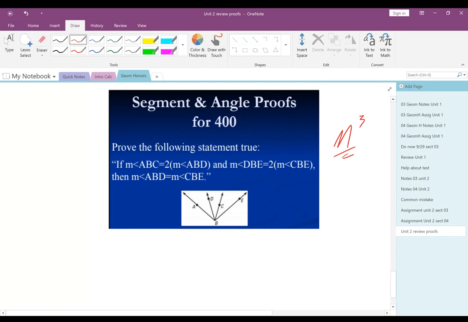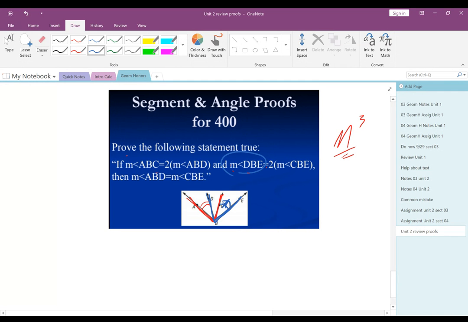In this one, you're given something about angle ABC, you're given something about angle DBE. So let's look at what we're given. So ABC is this angle right here. You're given something about this angle, that this angle is 2 times ABD, okay? You're also given something about DBE. DBE, which is this angle, is 2 times CBE, which is this angle over here, right?